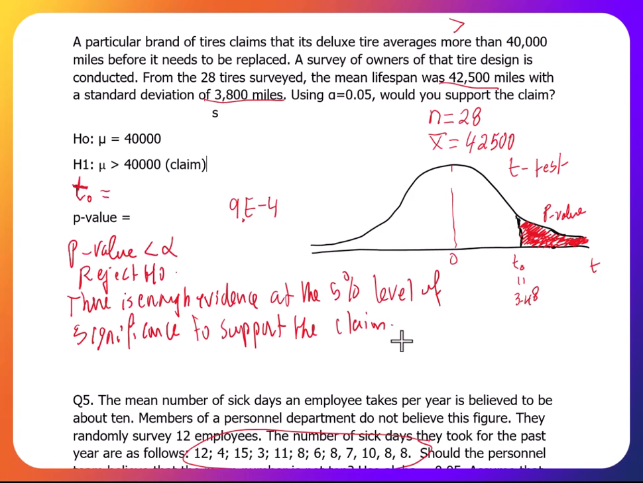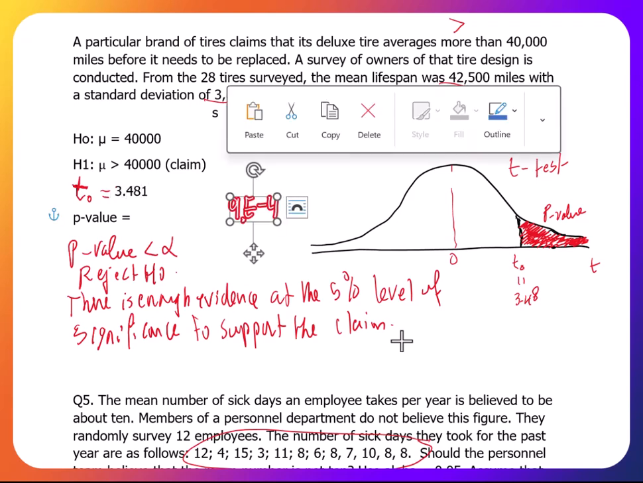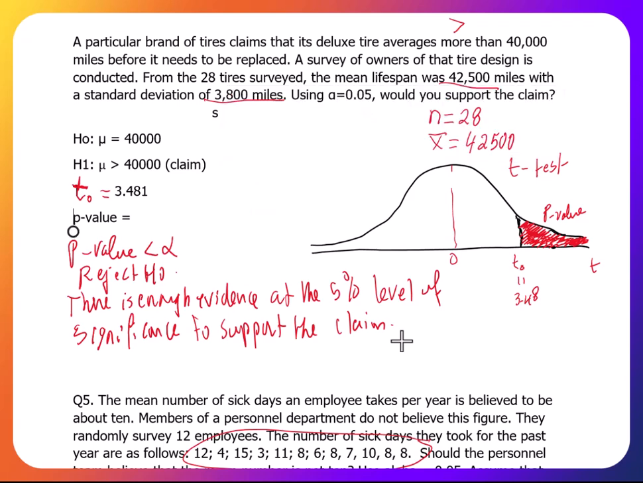All right. Let me write this here. T is 3.481. And the p-value, if you use your calculator, it's going to show you this number, but the p-value here is 0.0009, which is, of course, less than alpha. It's a very small number. So what do we do? Reject the null hypothesis. And if you reject the null hypothesis, you don't say there is not enough evidence. You say there is enough evidence at the 5% level of significance.